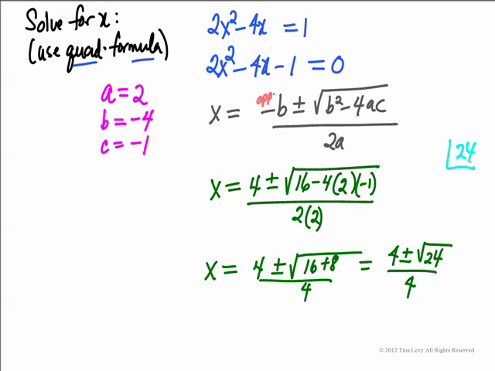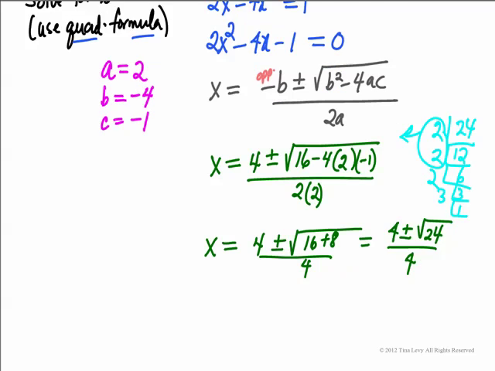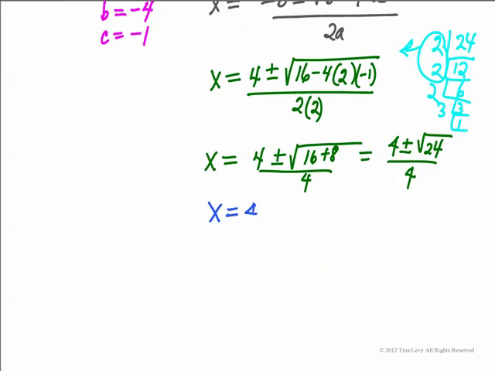So I get 24 and I look at the factors. 2 goes into that 12, 2 goes into that 6, 2 goes into that 3, 3 goes into that 1. And we see a 2 comes out and we're left with 2 times 3 is 6. That gives me now that x is 4 plus or minus 2 radical 6 over 4. And normally you might think that you're finished, but in this case it can be simplified further.